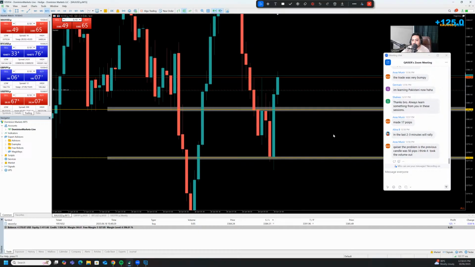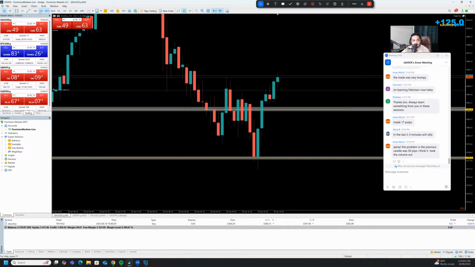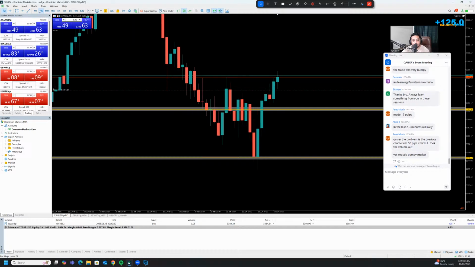Okay, so the problem is the previous candle was 50 pips. I think it took the volume out. No, it's not like that. It's clearly showing volume in it, and the next candle should be continuously pushing upside. It's FOMC later, so that's why the market is behaving like this. Yeah. M5.